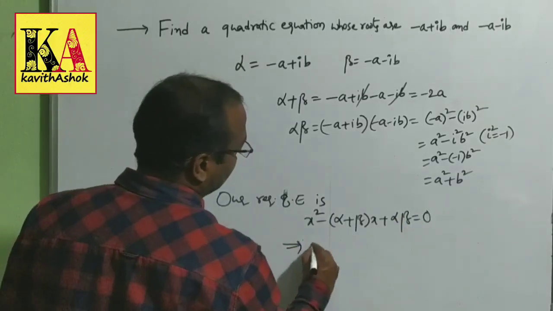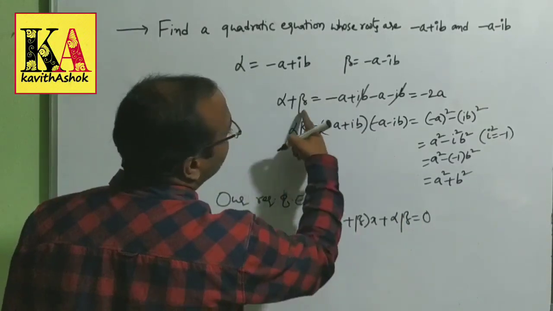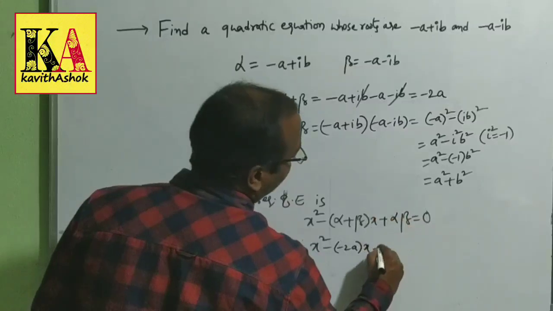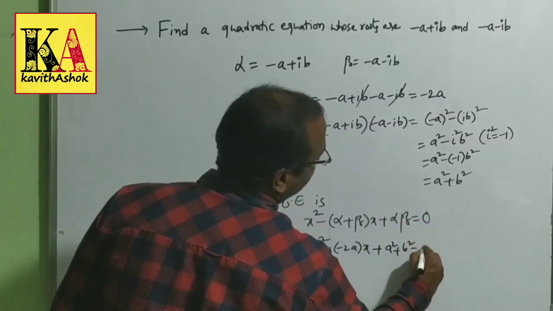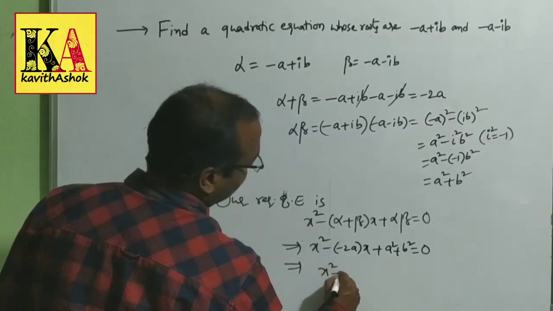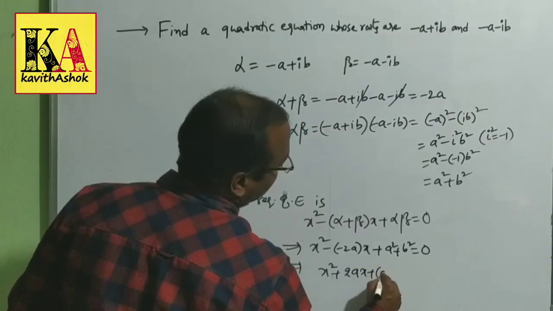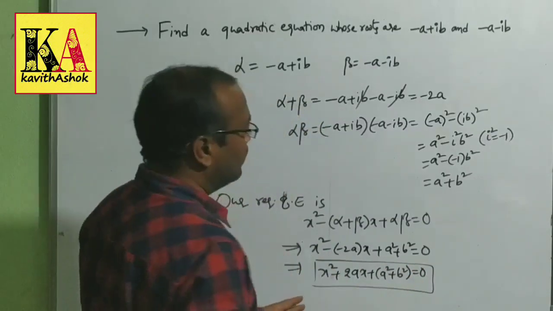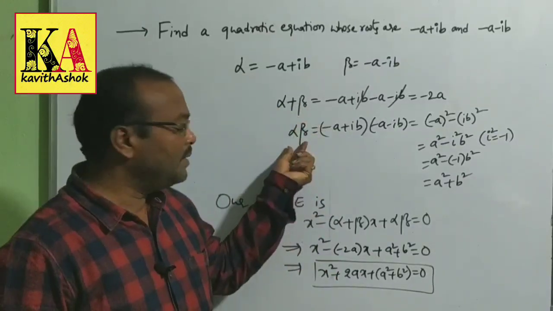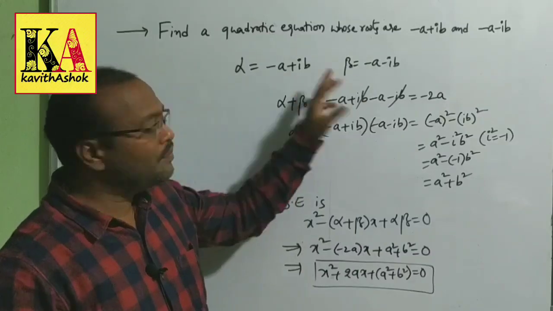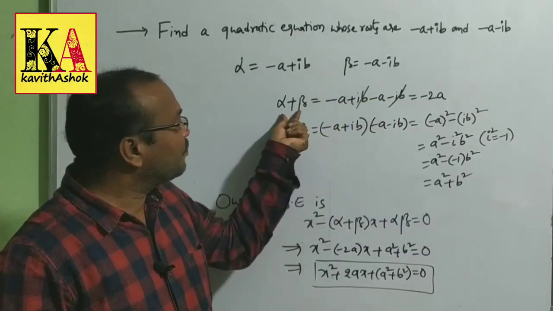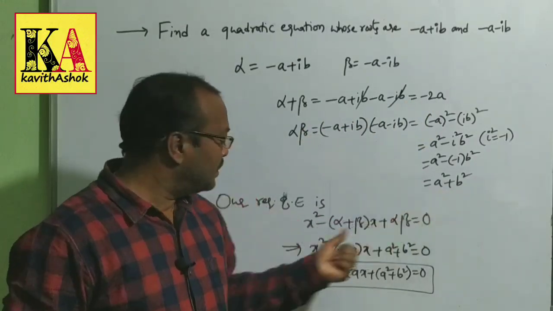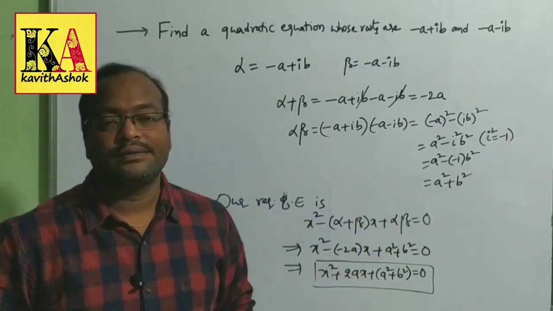Now this implies x square minus alpha plus beta value, which is already there, minus 2a, so minus of minus 2a into x. Alpha beta value is plus a square plus b square equal to 0. So finally what is our equation? x square plus 2ax plus a square plus b square equal to 0. Like this we can solve the problem. So first we can calculate alpha plus beta value and alpha beta value. Sometimes instead of giving alpha and beta individually, the sum of the roots will be given directly as minus 2a and the product of roots will be given as a square plus b square. So directly write down the formula and replace, we can get the answer.